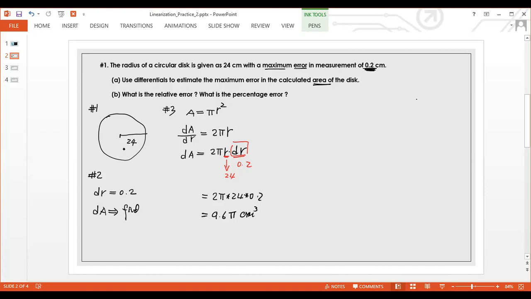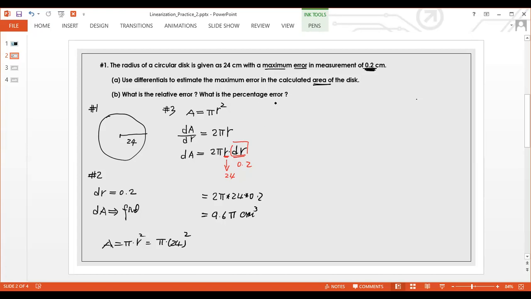So if there's no error, what is your area here? Your area will just be pi r squared, right? So if there is no error, your area will be pi r squared, and r is 24, so it's pi times 24 squared. All right, so that's the area without error. That means the true area could be this one plus or minus 9.6 pi.